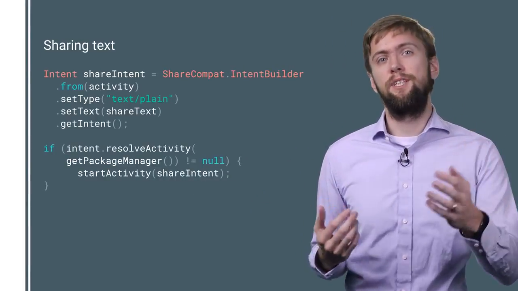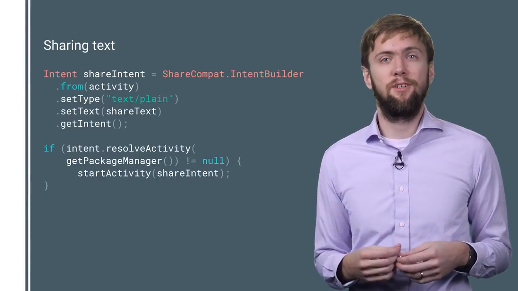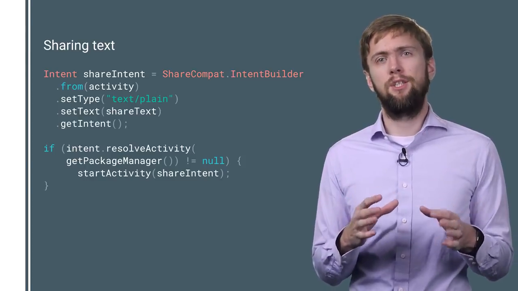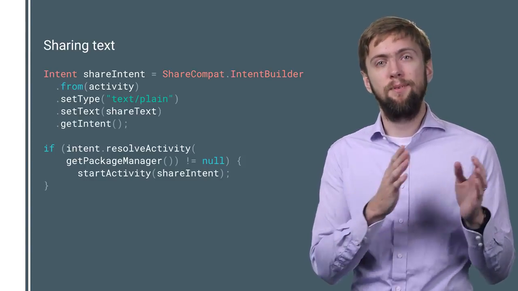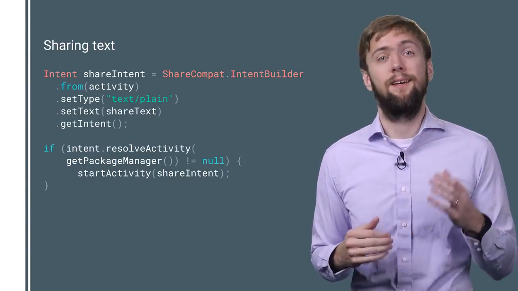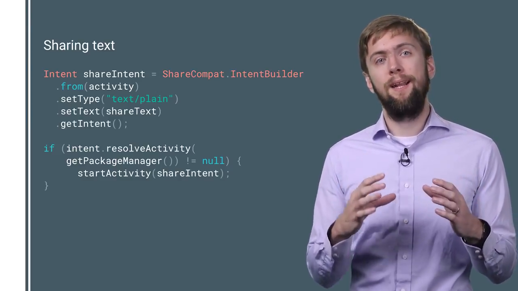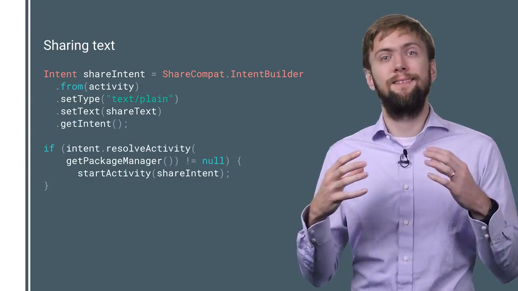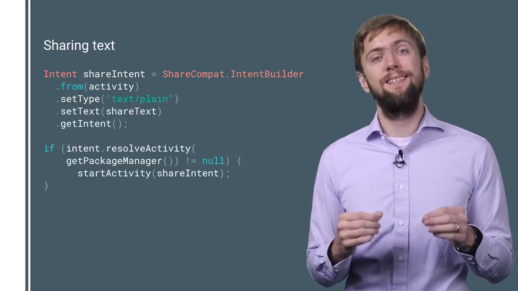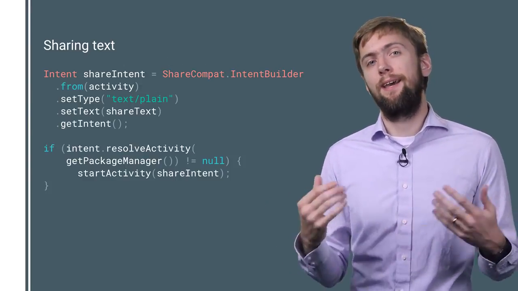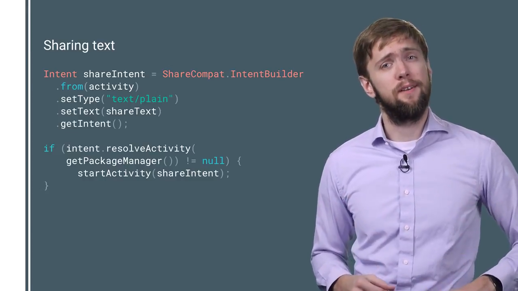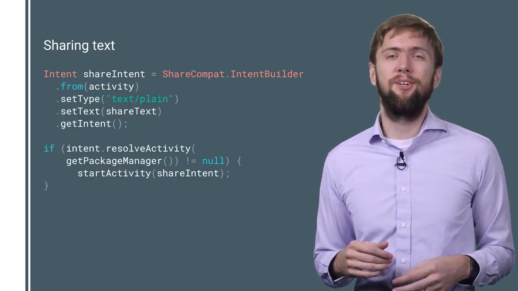Share some text. ShareCompat does the hard work of constructing our intent. You just have to make sure to set the MIME type. This is how apps filter what type of content they can receive. Then call startActivity. We wrap it in resolveActivity. This prevents ActivityNotFoundExceptions for cases where there's actually no app that can handle what we're sharing. Better safe than sorry.